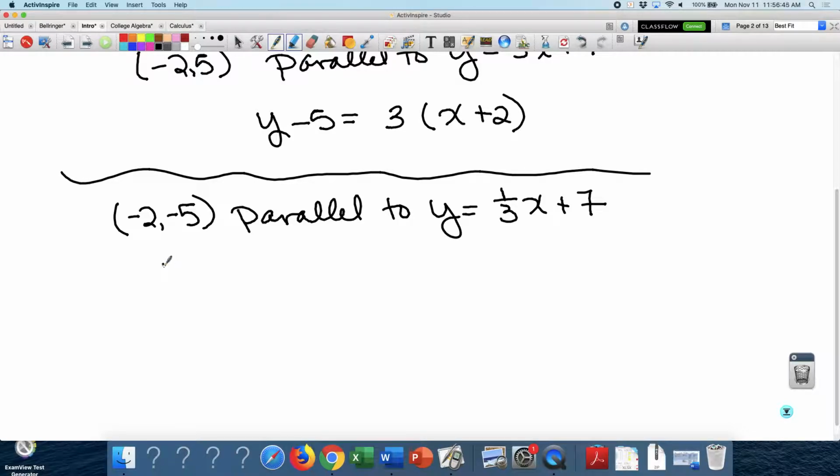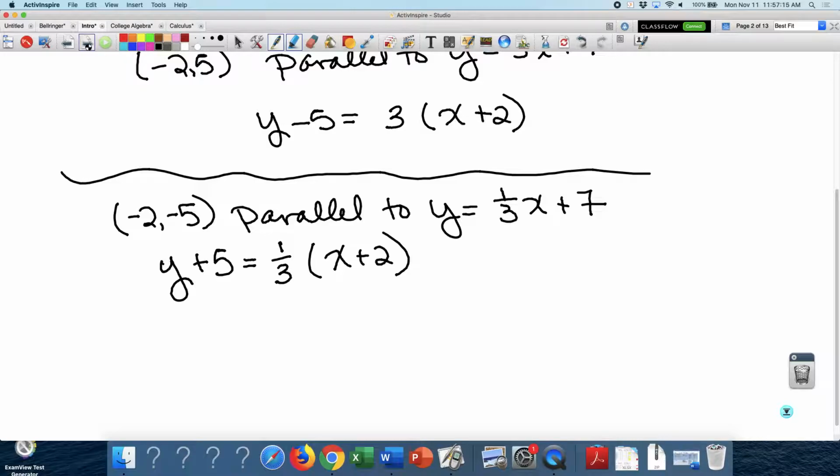Okay, the first thing we want to do, y minus y1. Two negatives make a positive. We'll leave my slope blank, x minus x1. Now, is anybody having a problem with writing that part? So, if my slope of y equals 1/3 x plus 7 is parallel to my line, what is my slope? 1/3. Are we okay?